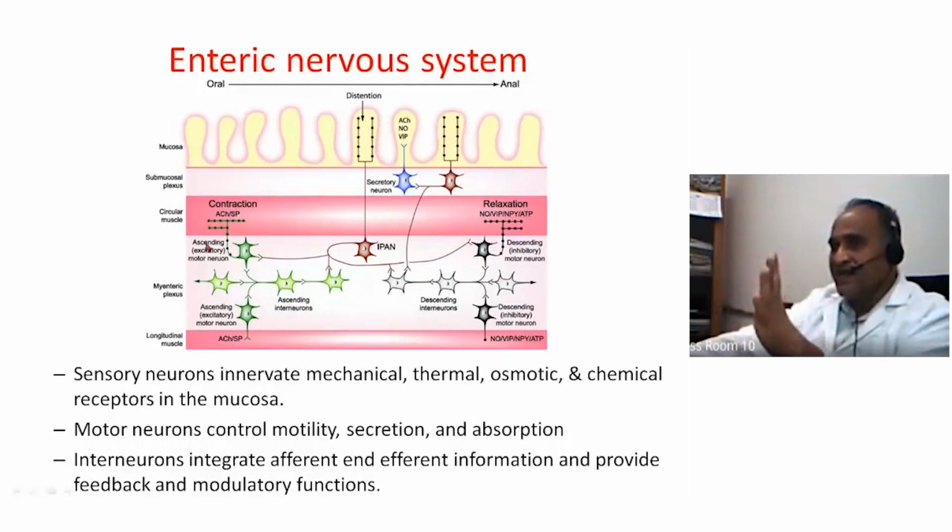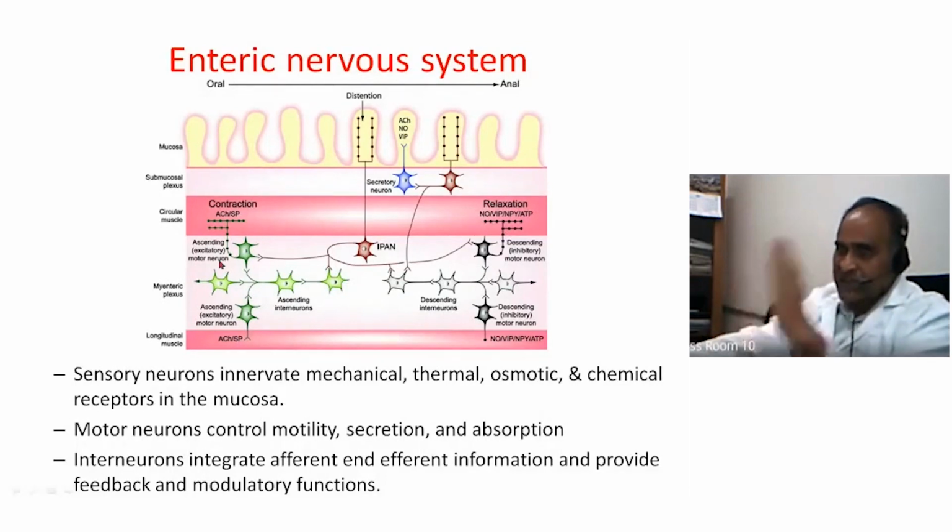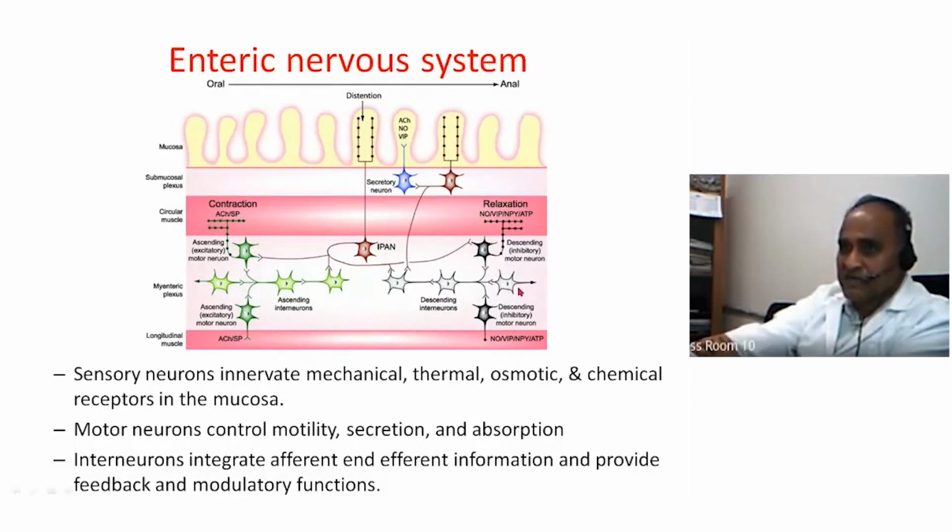So when it contracts, it simultaneously activates the inhibitory neuron. This inhibitory neuron secretes nitric oxide, VIP, neuropeptide Y, and purinergic ATP. So they produce the relaxation so that a forward movement, oral to anal propulsion, takes place. So that is one part. And we have a networking of the neurons in the enteric nervous system.